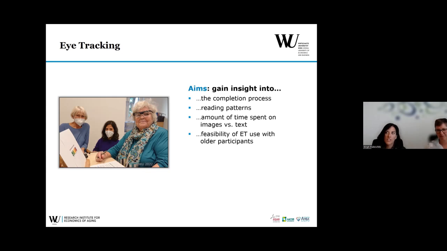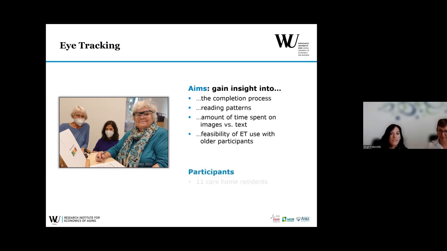And also to get a general idea of how feasible it is to use eye tracking equipment. We used eye tracking glasses, as you can see in the picture, with older participants, because we know they have a lot of eyesight issues potentially. So we thought there might be some difficulties with that.